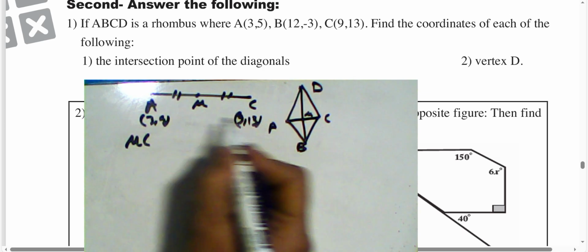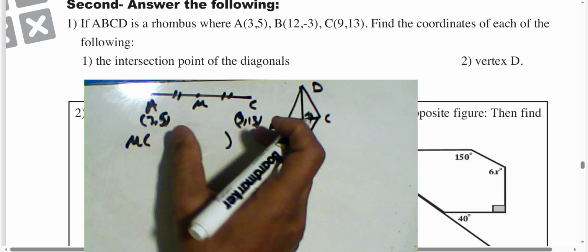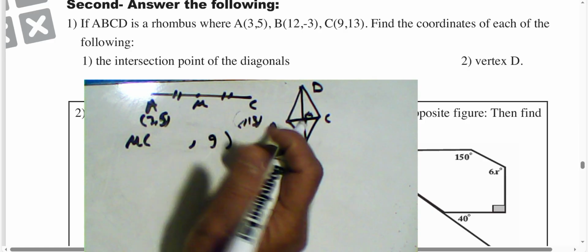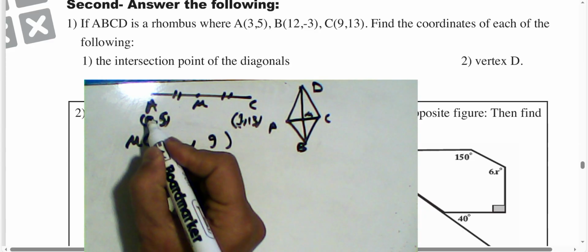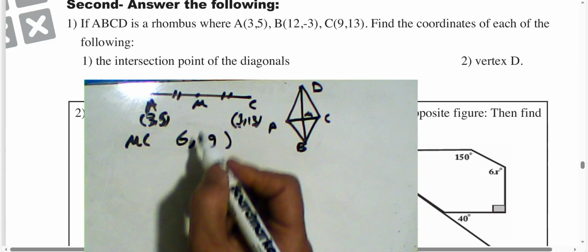You can add. Okay, 3 plus 15 divided by 2. 3 plus 15 is 18, divided by 2 is 9. Then 9 plus 3 is 12. 12 divided by 2 equals 6. Then the midpoint will be (6, 9).